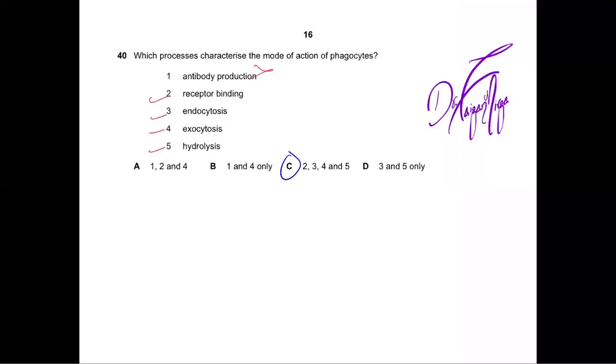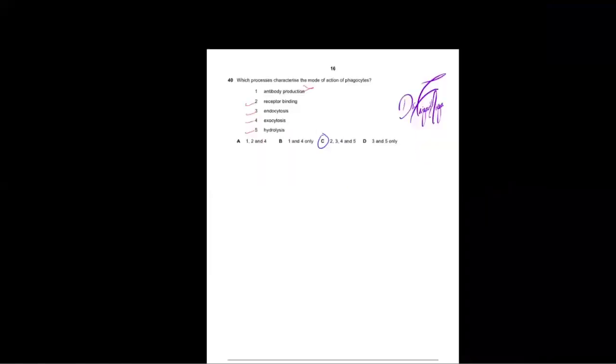Which processes characterize the mode of action of phagocytes? Phagocytes do not produce antibody. Yes, receptor binding is there, endocytosis occurs, hydrolysis occurs as well, and exocytosis of the debris also occurs. So yes, 2, 3, 4, 5 are all correct.